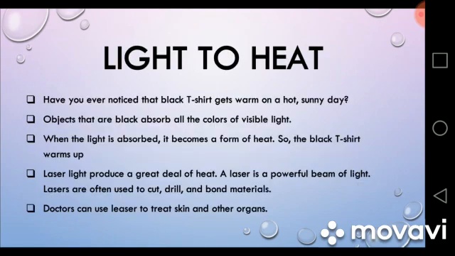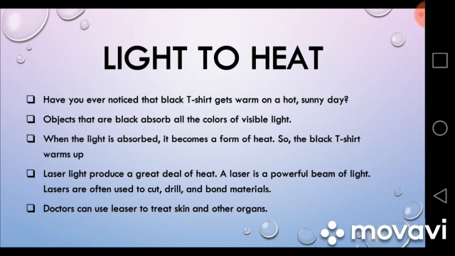Light energy to heat energy. The light energy can also be transformed into heat energy. You may have noticed when the sunlight hits an object, the object becomes warm. It is heated up. Why? Because the light energy is being transformed into heat energy.